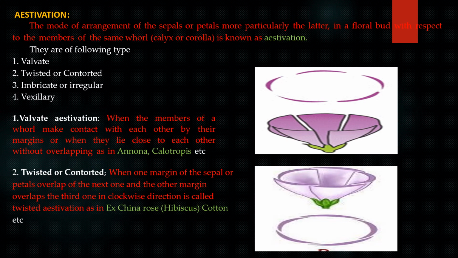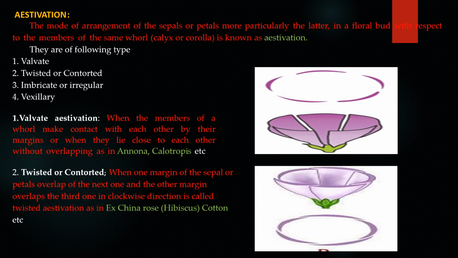So first one, the valvate aestivation. When the members of a whorl make contact with each other by their margin, or when they lie close to each other without overlapping, as in case of Annona and Calotropis, you can see here there is no overlapping of the floral parts, and as a result, this is what we call valvate aestivation.